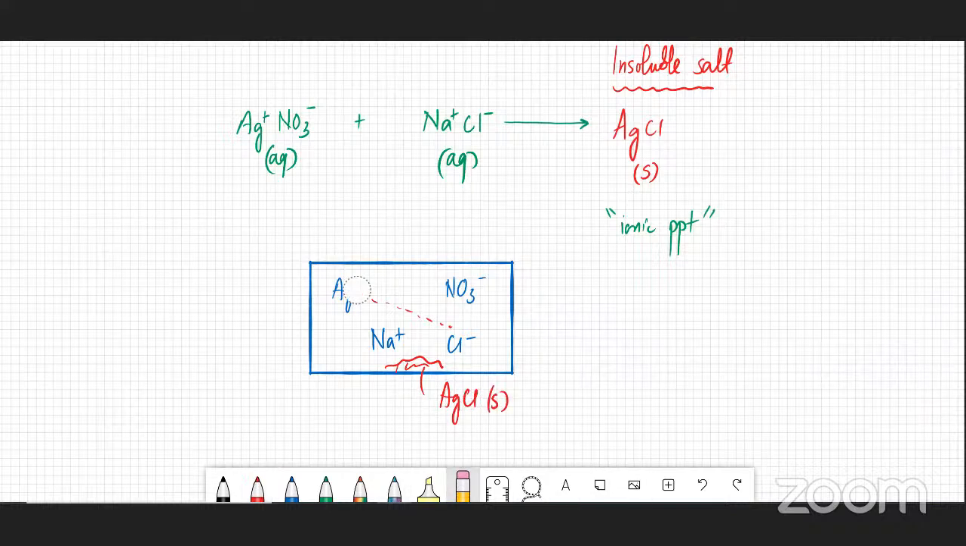So since it's not soluble, it would automatically get removed from the solution because it would end up forming a precipitate. Na and NO3 would remain part of the solution because they are soluble. So they wouldn't form a precipitate. They would remain dissociated inside water. तो ये आपके पास ना salt preparation होगी AgCl.